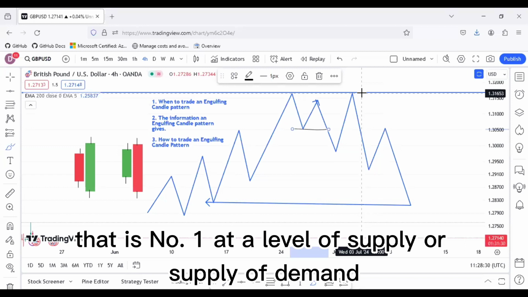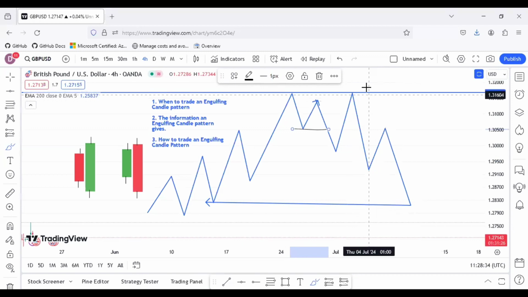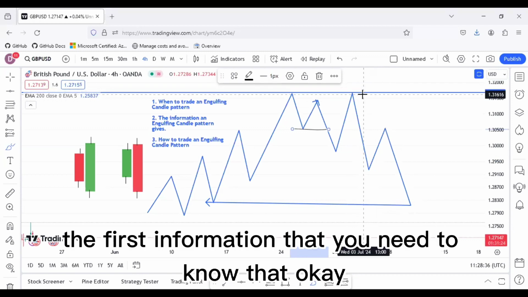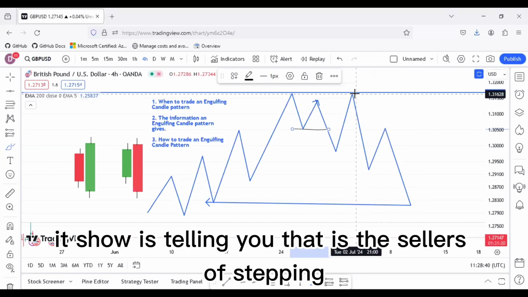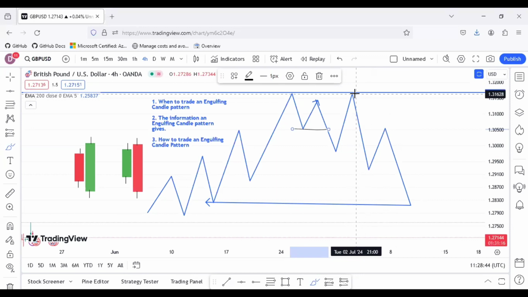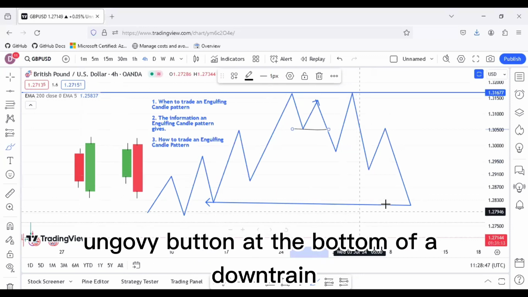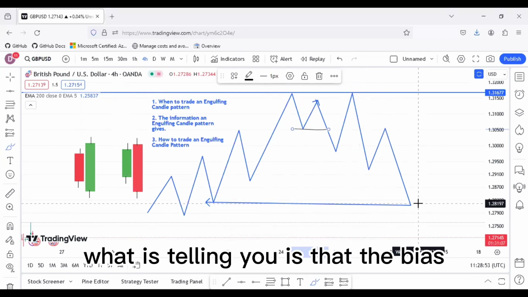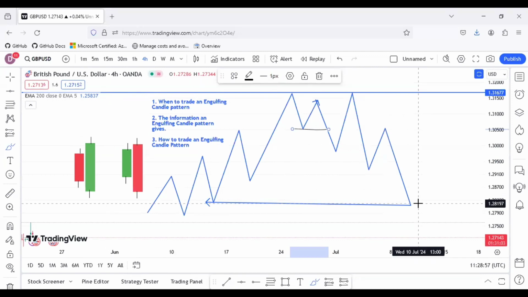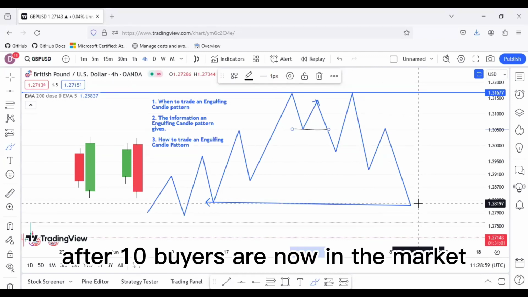When you see an engulfing pattern at a level of supply or demand, the first information you need to know is this: if you see it at a level of supply, it's telling you that the sellers have stepped in. If you see the bullish engulfing pattern at the bottom of a downtrend or at a demand or support, it's telling you that the buyers have stepped in. The buyers are now in the market.